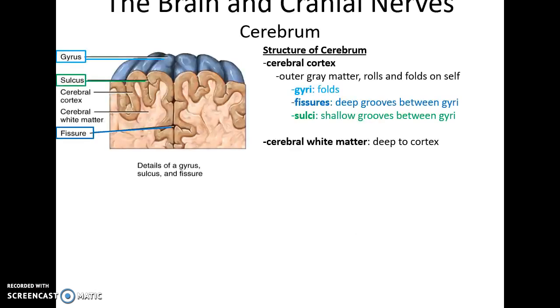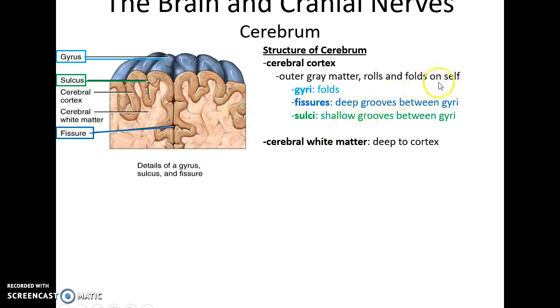The cerebrum. The cerebrum has an outer gray area called the cerebral cortex. It is made up of many rolls and folds that end up forming a very complicated wrinkle-looking structure. The folds, the regions that stick up, are called a gyrus, or many gyri, and the regions that push down in, the crevices, are known as the sulcus or sulci. And then you have an extremely large groove going down to the tissue that is referred to as a fissure.